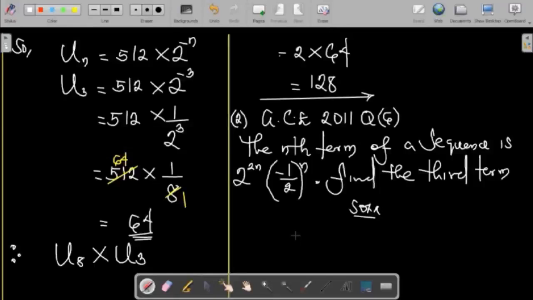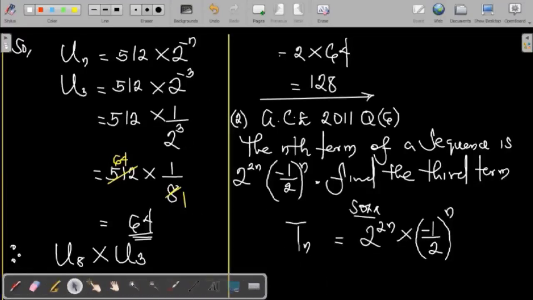We can represent it either with un or with tn. You can use anyone, you can write zn, but I would prefer us using un and tn in this class. So let tn represent the function: 2 raised to power 2n, multiplied by minus 1 all over 2, all raised to power n. We are asked to find the third term. So how do we get our third term? That's t3.